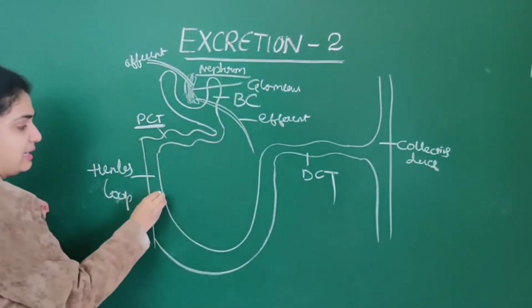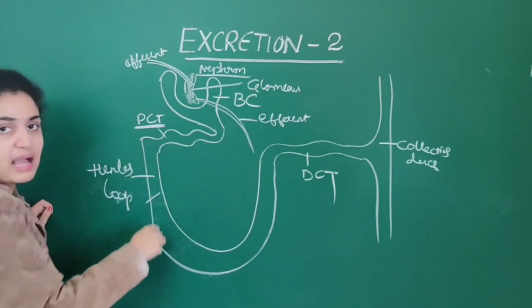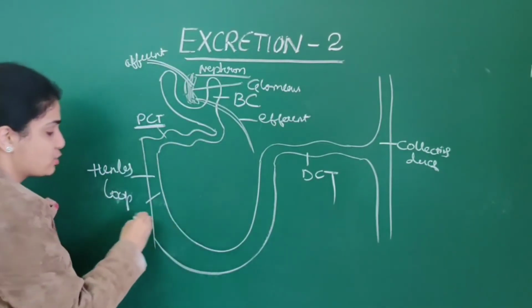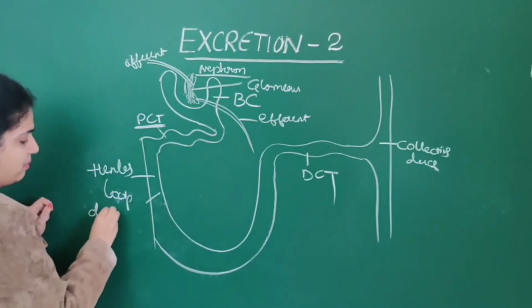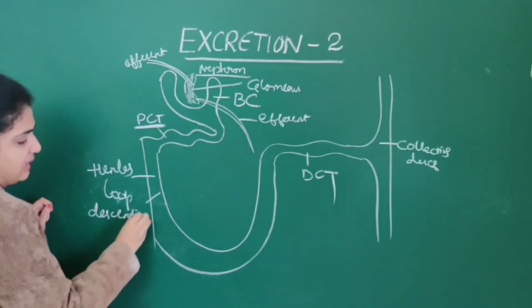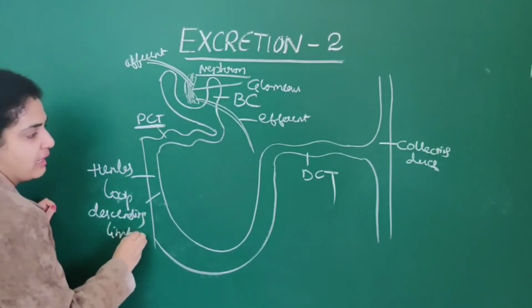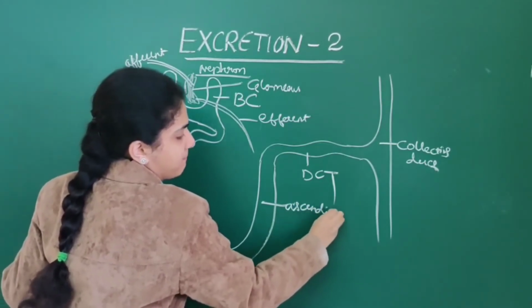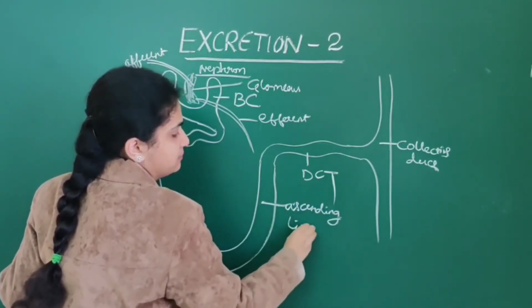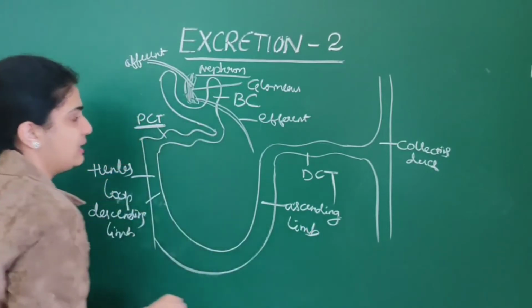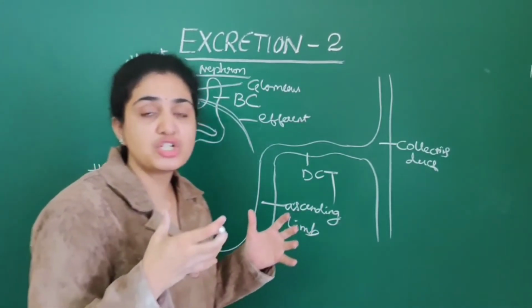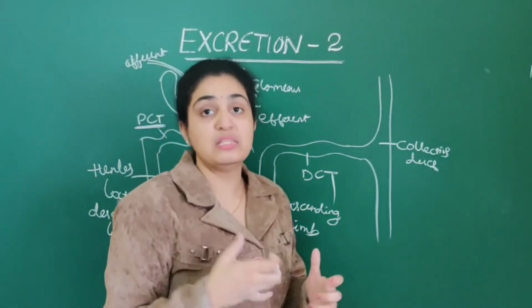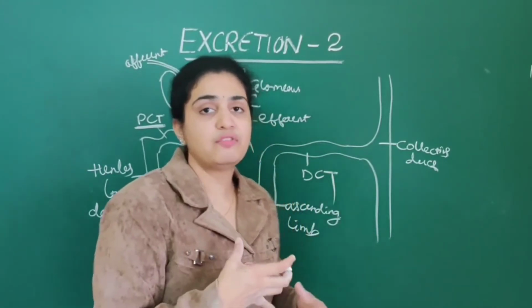When Henle's loop is coming down, it is called the descending limb. If it is going up, it is called the ascending limb. Now, what are the functions of all these tubules? That is very, very important for us.